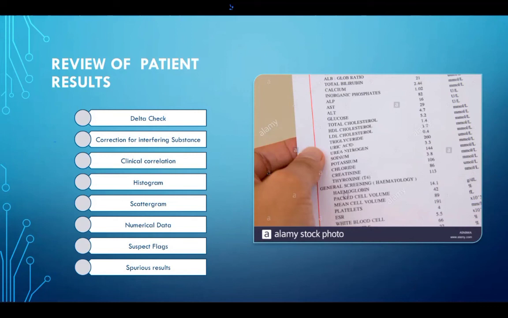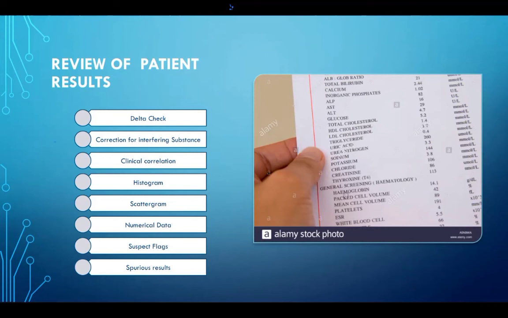If you are carefully watching this, then you will come to know there is some problem. Otherwise, you may miss this. If some flags are there, suspect flag, see from your operation manual what is the reason, what is the action required. Sometimes there are some spurious results.